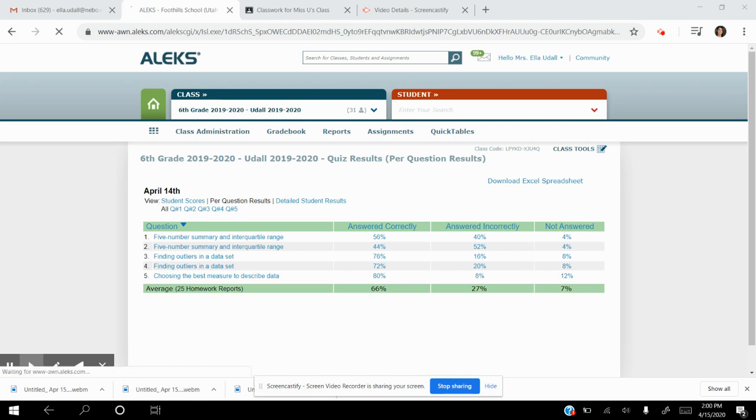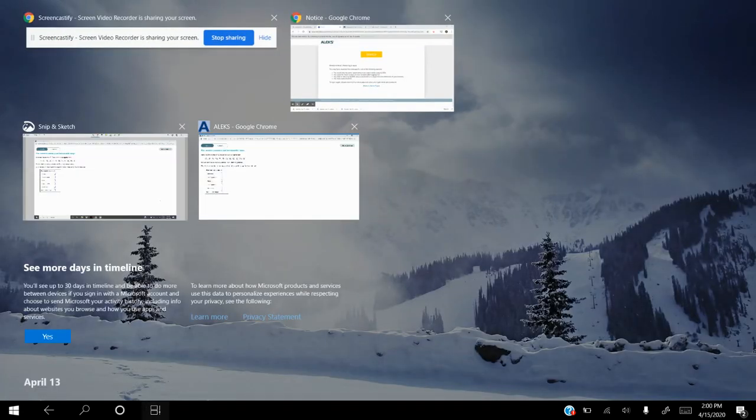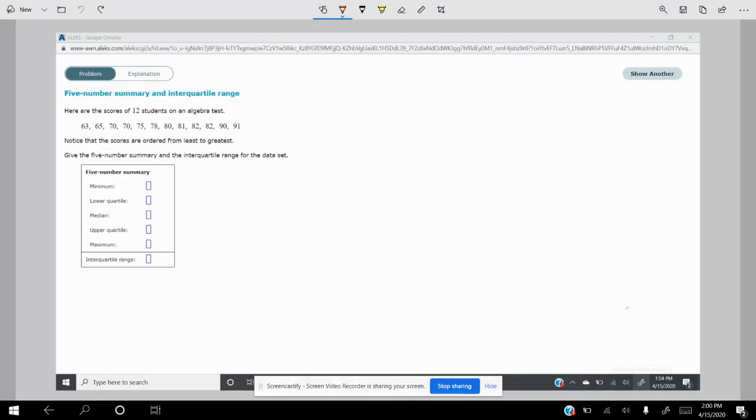Hi class, today I have another example of the 5-number summary and the IQR. So here we go. Okay, so here we have a set of data. It actually is the scores of 12 students on an algebra test.